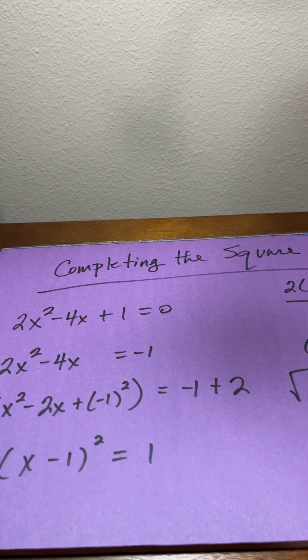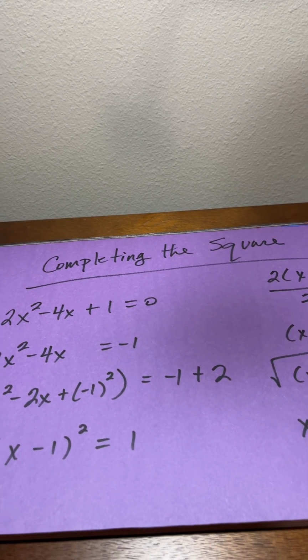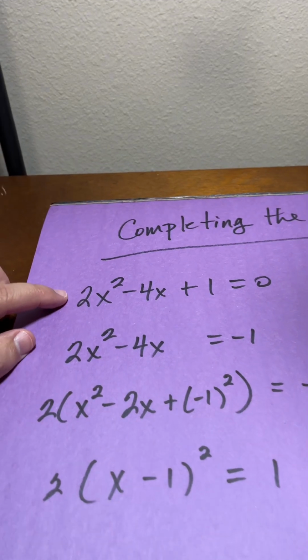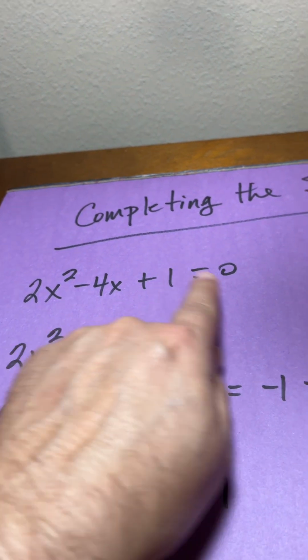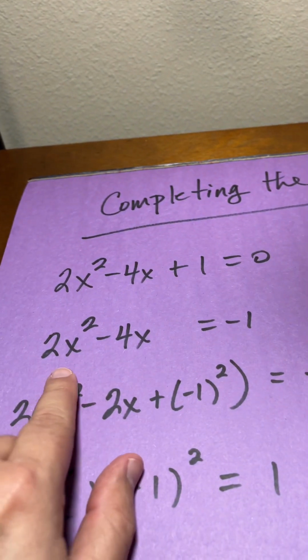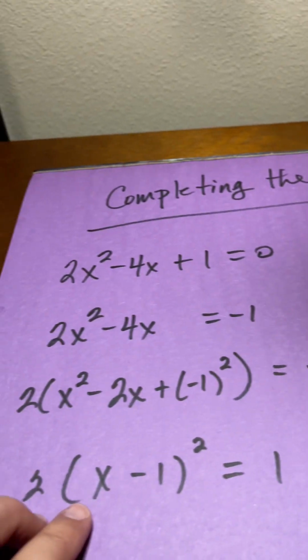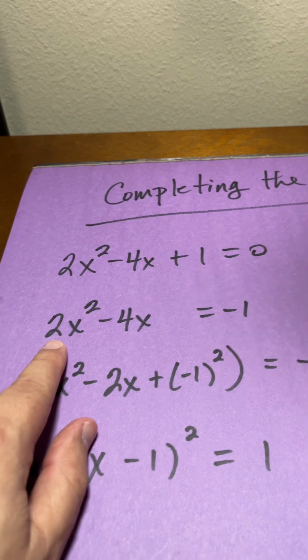Let's talk about solving a quadratic by completing the square. So here's a quadratic in standard form. The first thing we want to do is take this c term and move it over to the other side. That gives us this. And then we factor out this a term.